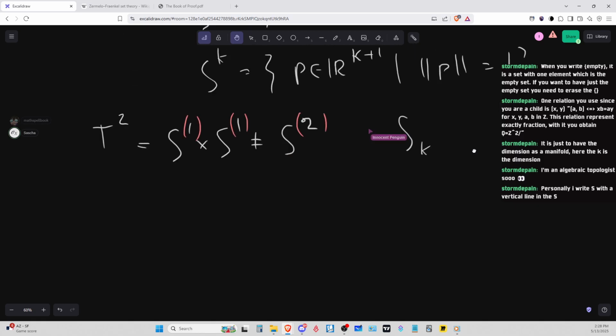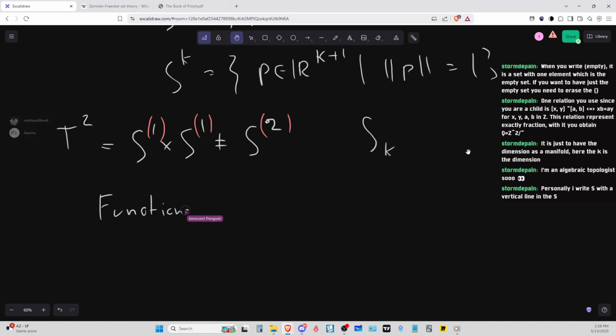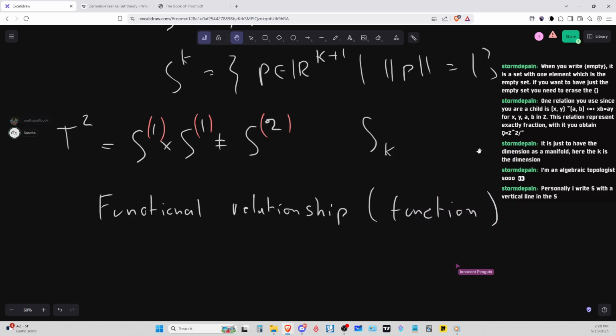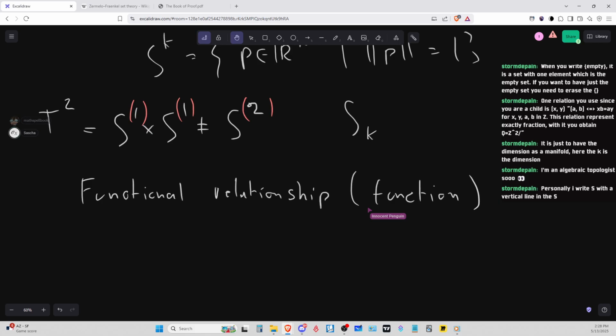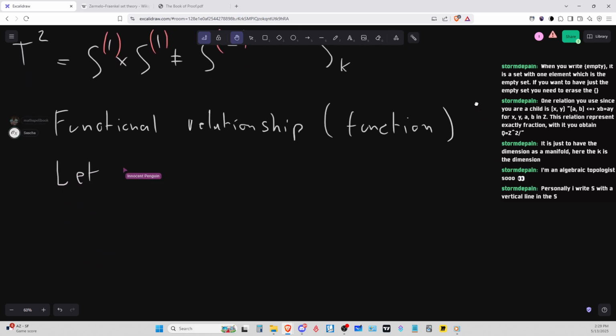Okay, so let's talk about today. I want to cover two types of relationship. The first one would be functional relationship. Basically, a functional relationship will be the definition of a function. I have a bad habit, so let A and B be sets. Let R be some relation.